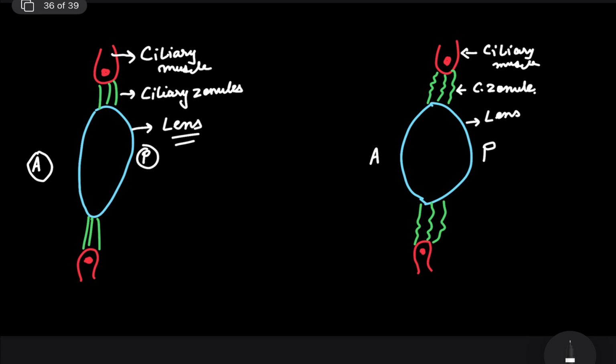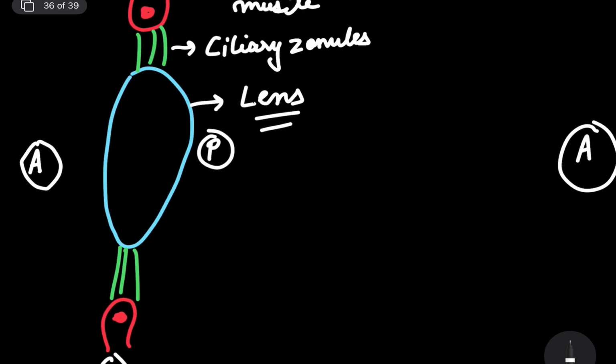That is why we have these two somewhat good diagrams. See, in the first instance, what is going on? The thing that we immediately notice is the anterior surface of the lens is flat.